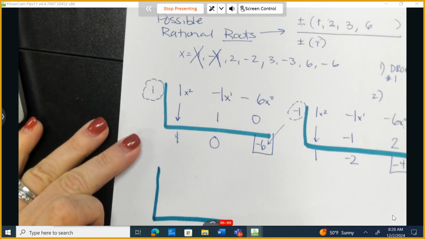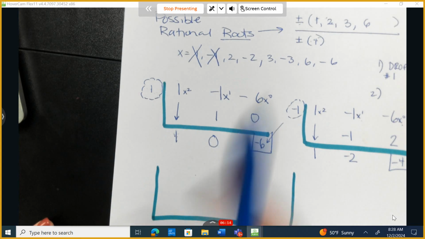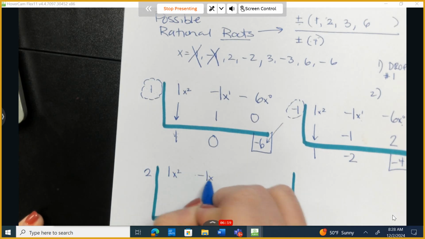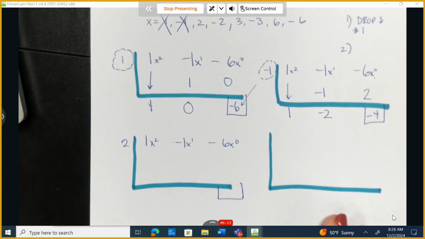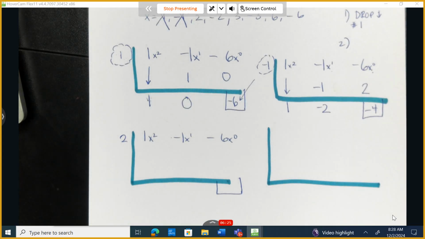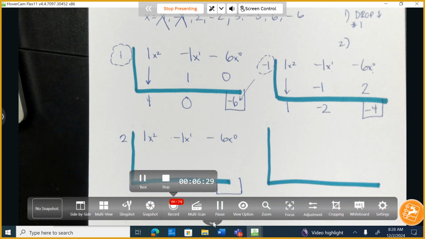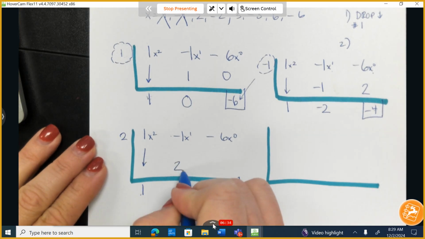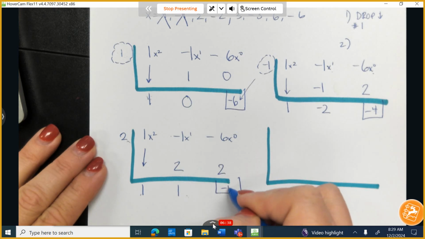Okay. So now I want you to set this up. So please do that. And I want you to test right now. Test +2. I'm going to press pause and I'm going to give you 30 seconds. As they're finishing up, I'm going to try this right now. I'm multiplying to get 2. I'm adding down to get 1. I'm multiplying to get 2.